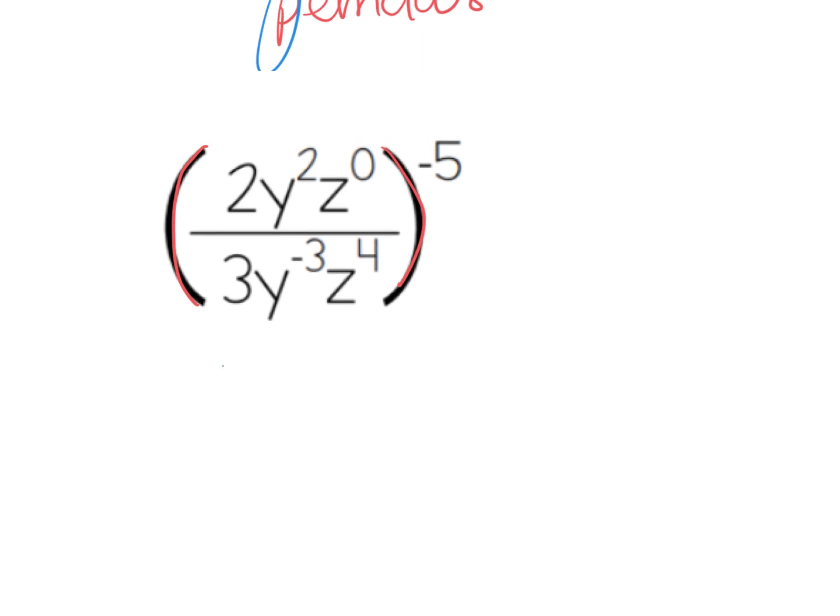So 2/3, we leave it 2/3. Y to the power of 2, divided by y to the power of negative 3. So to divide, we subtract. So 2 minus negative 3 means y to the power of 5. Z to the power of 0 minus 4, z to the power of negative 4. And then everything to the power of negative 5.